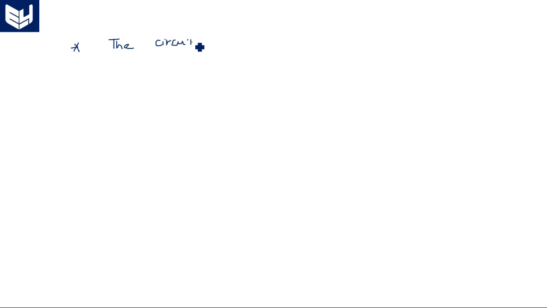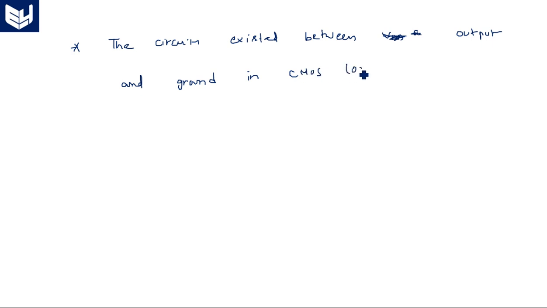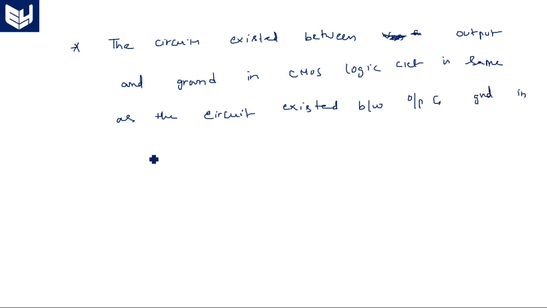The circuit existed between output and ground in the CMOS logic circuit is the same as the circuit existed between output and ground in the NMOS logic circuit. Okay, so the bottom part is the same.